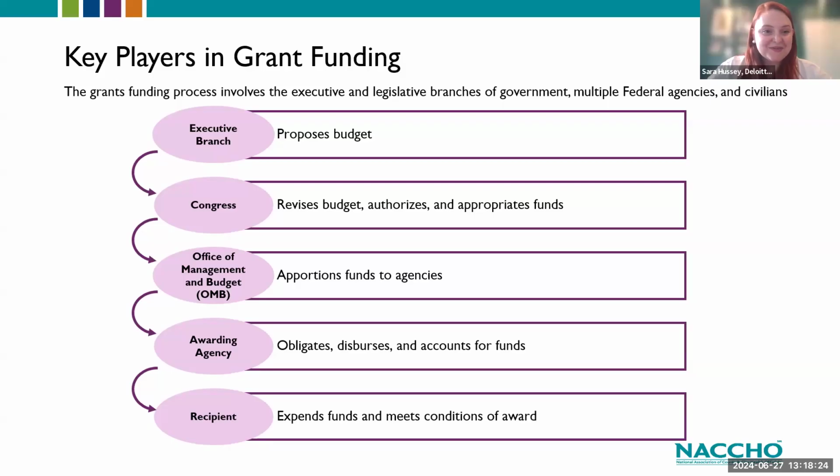I saw in the chat that many of you, it seems, are receiving funds from multiple awarding agencies, even under just the Department of Health and Human Services. And some of you might even be receiving funding from other federal entities. And so that's really where that individual awarding agency, not just as the department, but as HRSA or SAMHSA or CDC, they are the ones that then are actually doing the obligation, disbursement, and accounting of that funds. And then you all as the recipient obviously are expending the funding and meeting the terms and conditions of the award and reporting back what you have done with that money and the impact that it's had. Next slide.